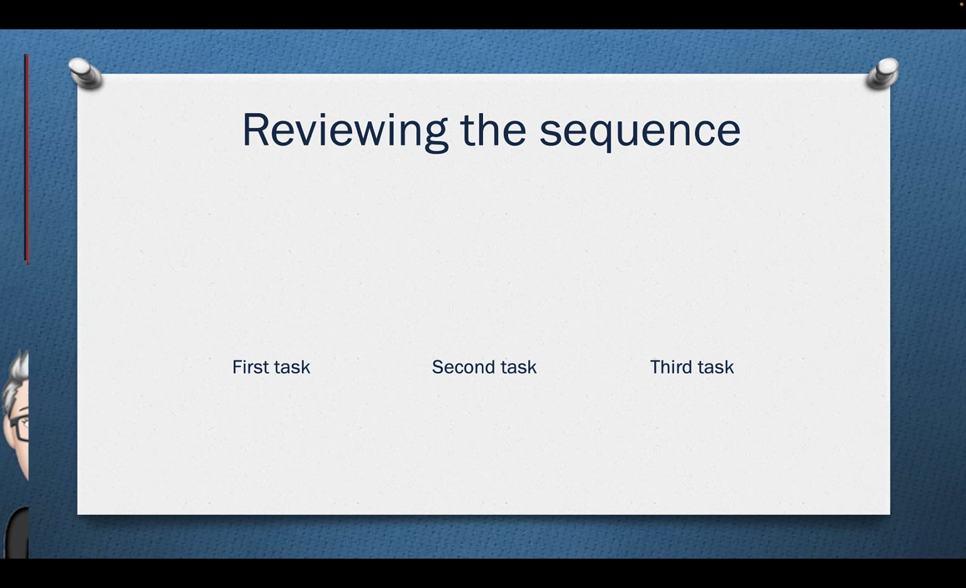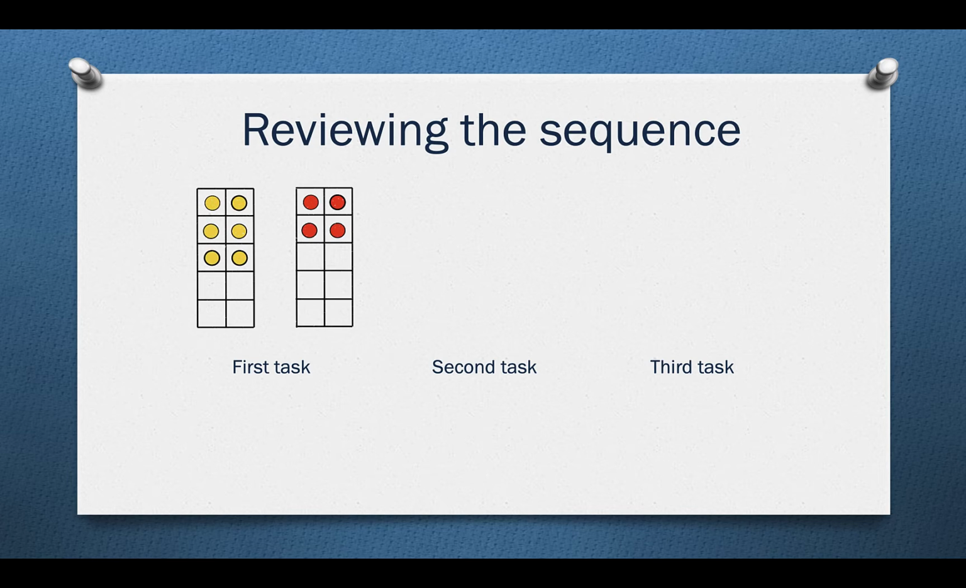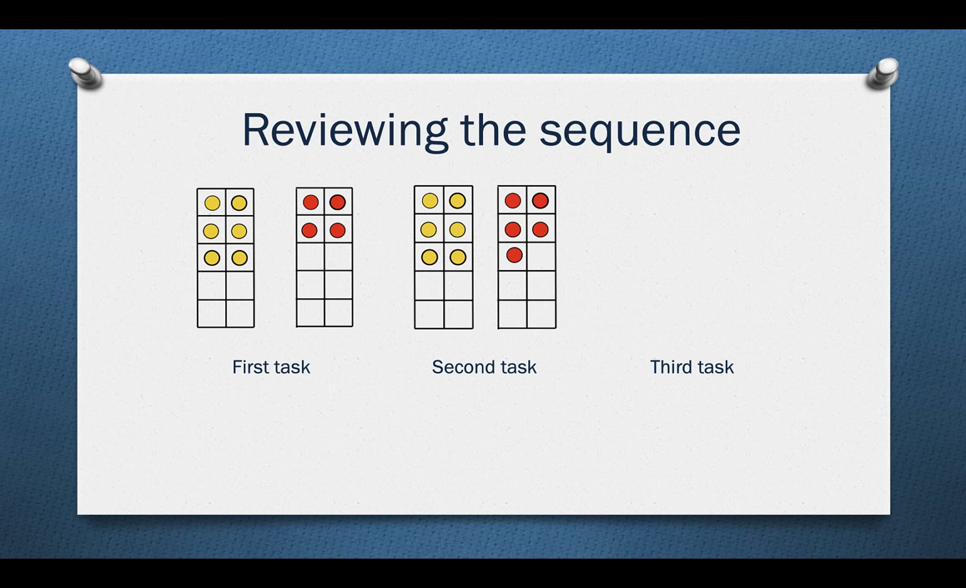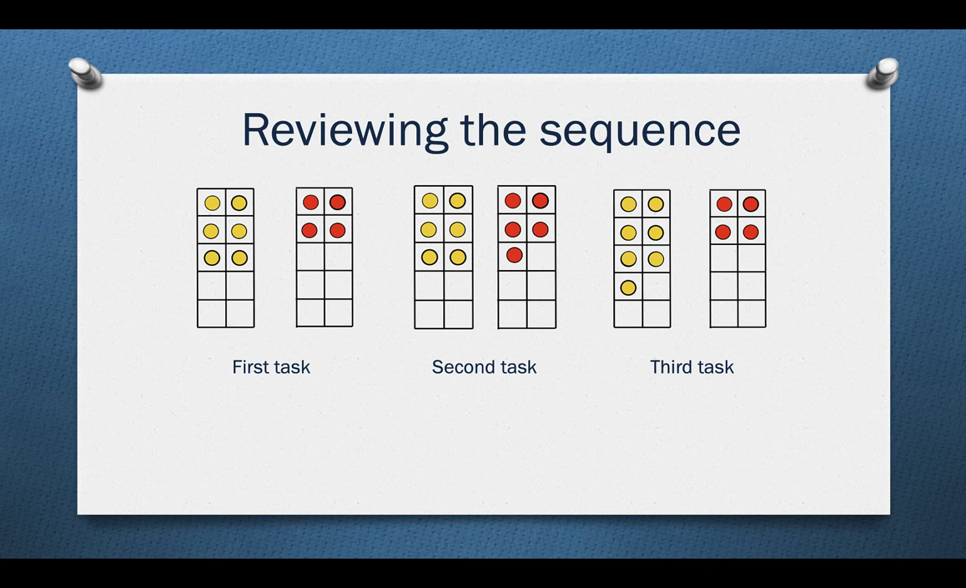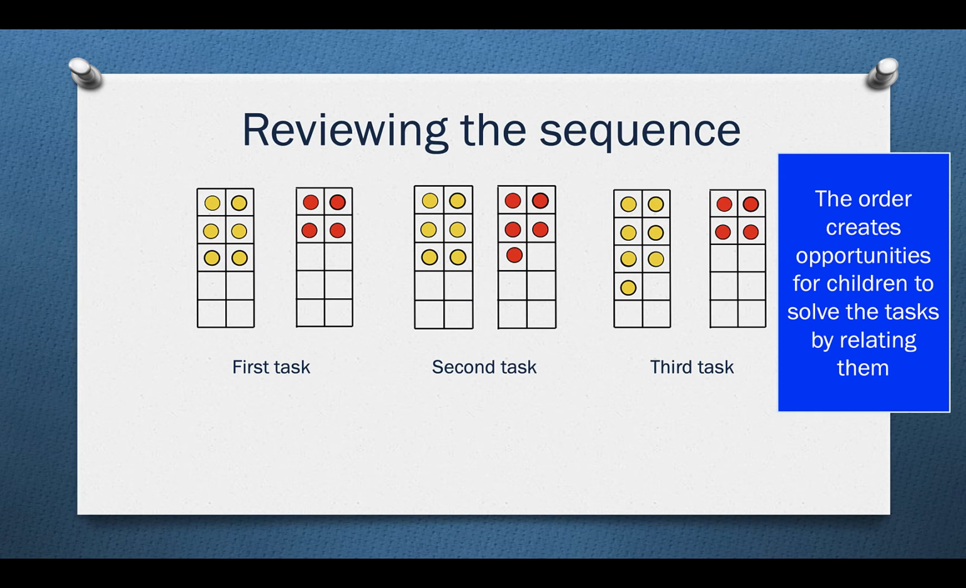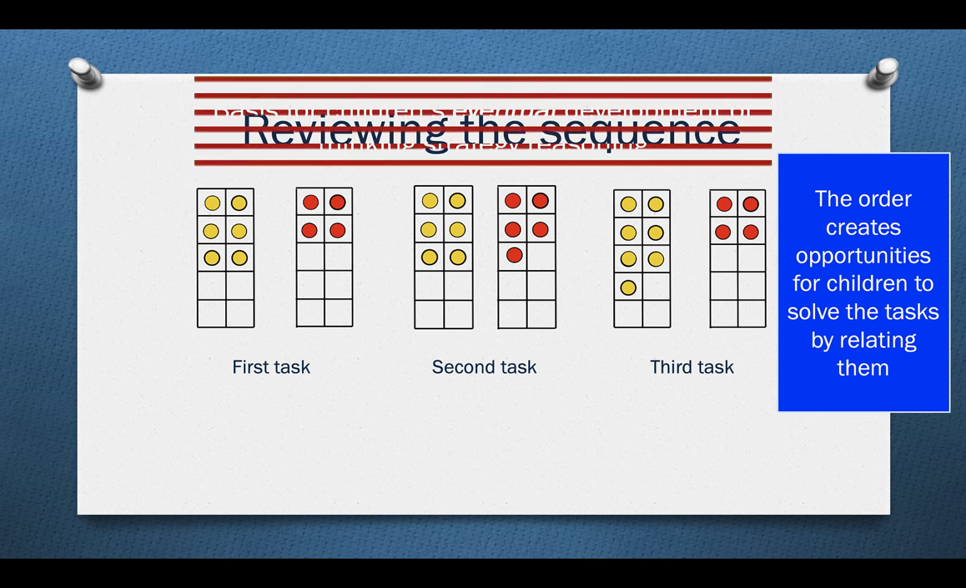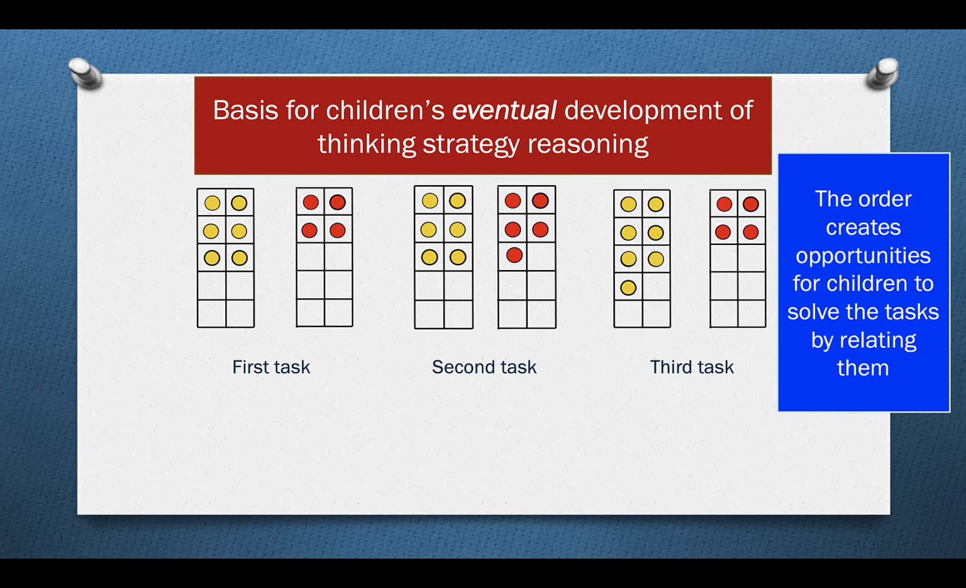Let's take a minute to review the entire sequence of tasks we have just discussed so far. Here you see the 3 double 10-frame tasks in the order they were used in the lesson. As our discussion has shown, we have deliberately chosen these 3 tasks in this order to create opportunities for children to solve the tasks by relating them to one another. And we have argued that doing so forms the basis for children's eventual development of thinking strategy reasoning.